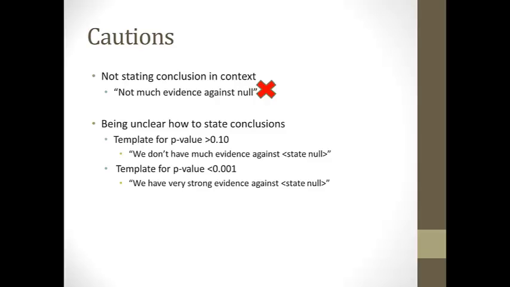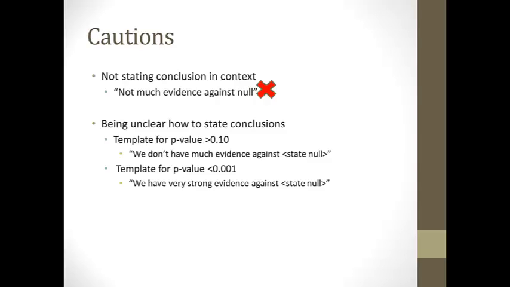Some students are also a little unclear how to state conclusions. They might recognize that a p-value greater than 0.1 is large, but are unsure how to put that into everyday language. Here's a couple of template sentences that you may use, especially when you're first stating conclusions based on p-values. If the p-value is greater than 0.1, you might want to use a sentence like this. We don't have much evidence against, and then state the null hypothesis.